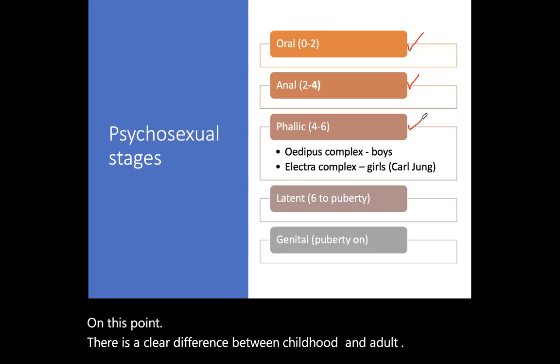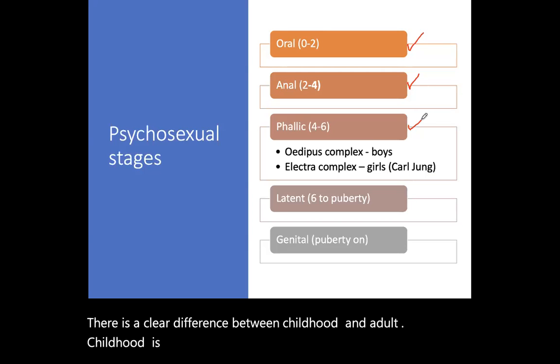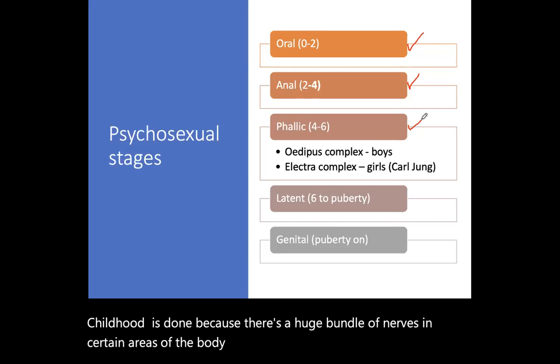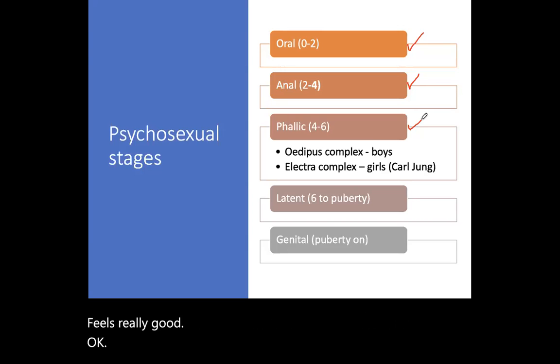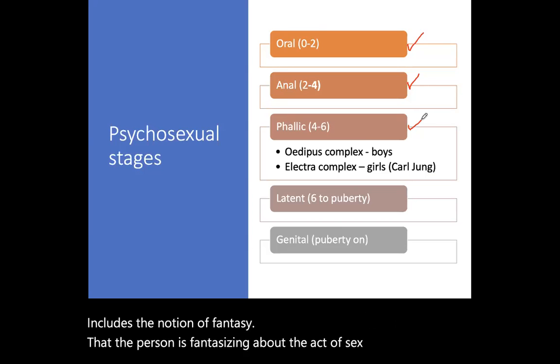Childhood masturbation is done because there's a huge bundle of nerves in certain areas of the body that, when stimulated, feels really good. Okay. Adult masturbation includes the notion of fantasy, that the person is fantasizing about the act of sex and is gratifying themselves at the same time.